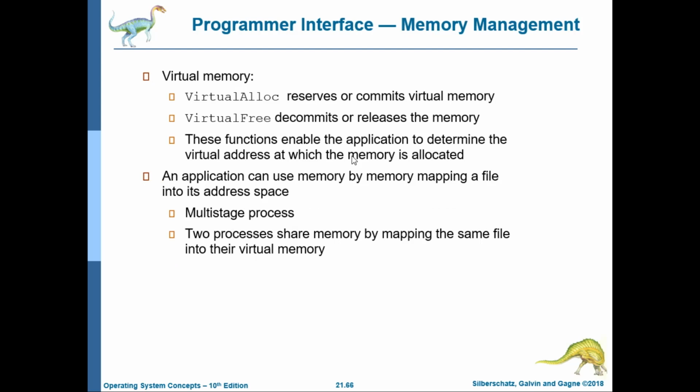How about memory management in the programmer interface? We have virtual memory: VirtualAlloc, or virtual allocation, reserves or commits virtual memory, and VirtualFree decommits or releases the memory. These functions enable the application to determine the virtual address at which the memory is allocated. An application can also use memory by memory mapping a file into its address space. It is a multi-stage process. And two processes share memory by mapping the same file into their virtual memory.